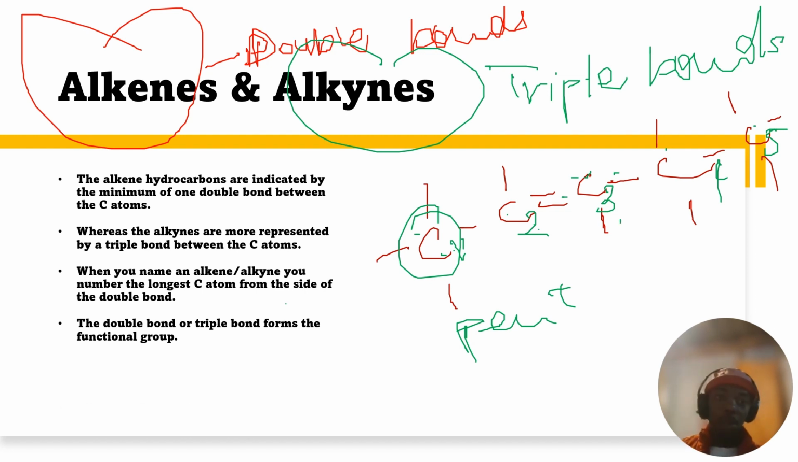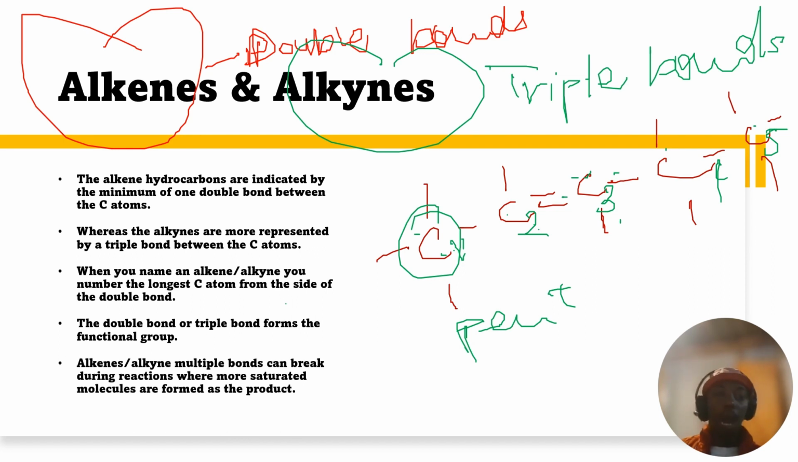And then it says alkenes or alkynes, multiple bonds can break during reactions when more saturated molecules are formed as the product, right? So basically, I'm going to dive deeper into this content in our second video, where we look at the physical properties, right? Because these double bonds, as we illustrated in our previous slide, can break to form saturated compounds, right?